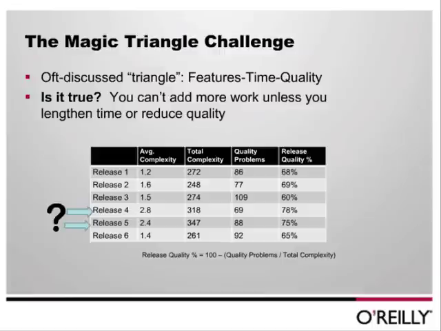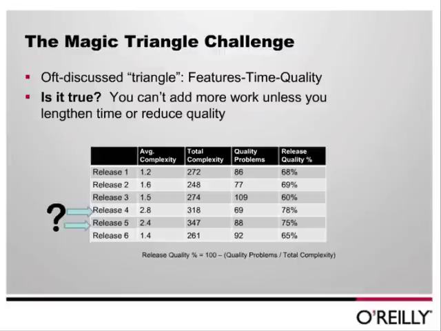So the idea of the magic triangle, as you may have heard, is that there's this triangle between features, or the amount of work that we put in a software project, the amount of time that we give to the software project, and the level of quality that we'll produce in the end. And the idea is that people often say, well, you have to pick two. You can have a lot of features and fast release, but you're going to give on quality, or you can have high quality and a fixed time, but then you've got to be willing to give in on features.